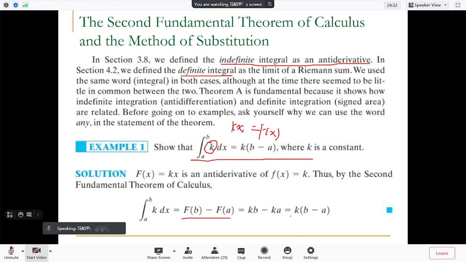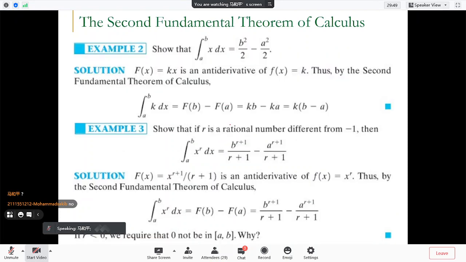Example 1, any questions? Now, how about the other students? Example 1? No. Okay.